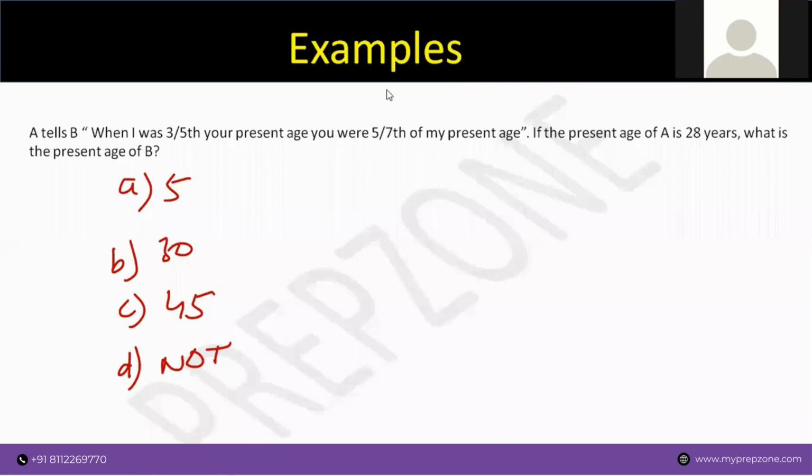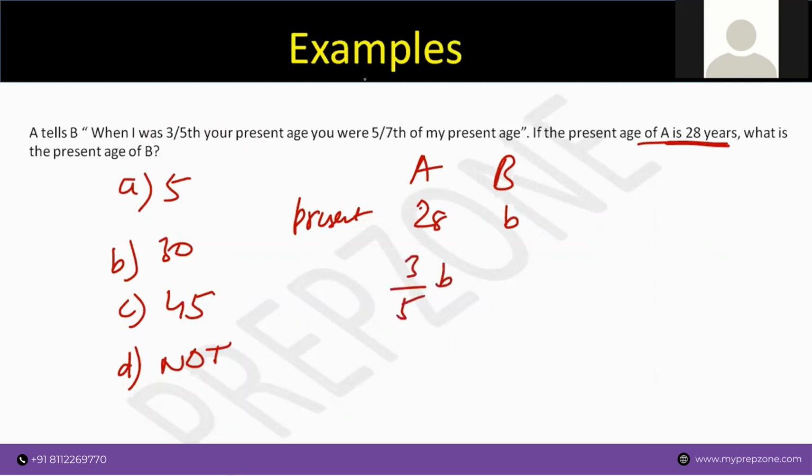Chaitanya, go on. Yeah, so let the percentage of person A be A and person B be B. And then he said A is telling B that when I was 3/5 of your percentage, you were 5/7 of my percentage, and A is already given. So can I put 28 here? Yes. Okay. And this is B. For A, the previous age was 3/5 of B. And for B, it is 5/7 of A. So it is 5 into 20.